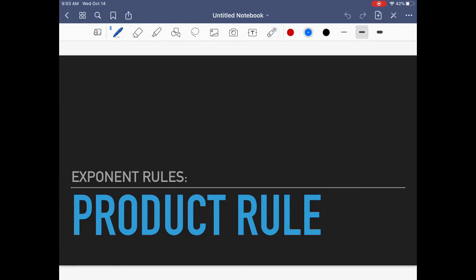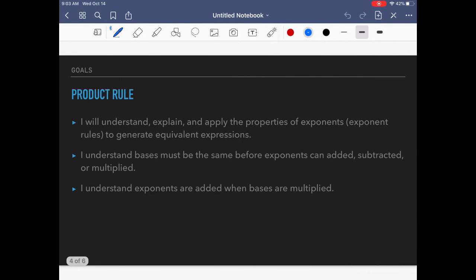Hey guys, this is Miss Dupe, and today we are going to start talking about our exponent rules. So the first rule we're going to be talking about is the product rule.